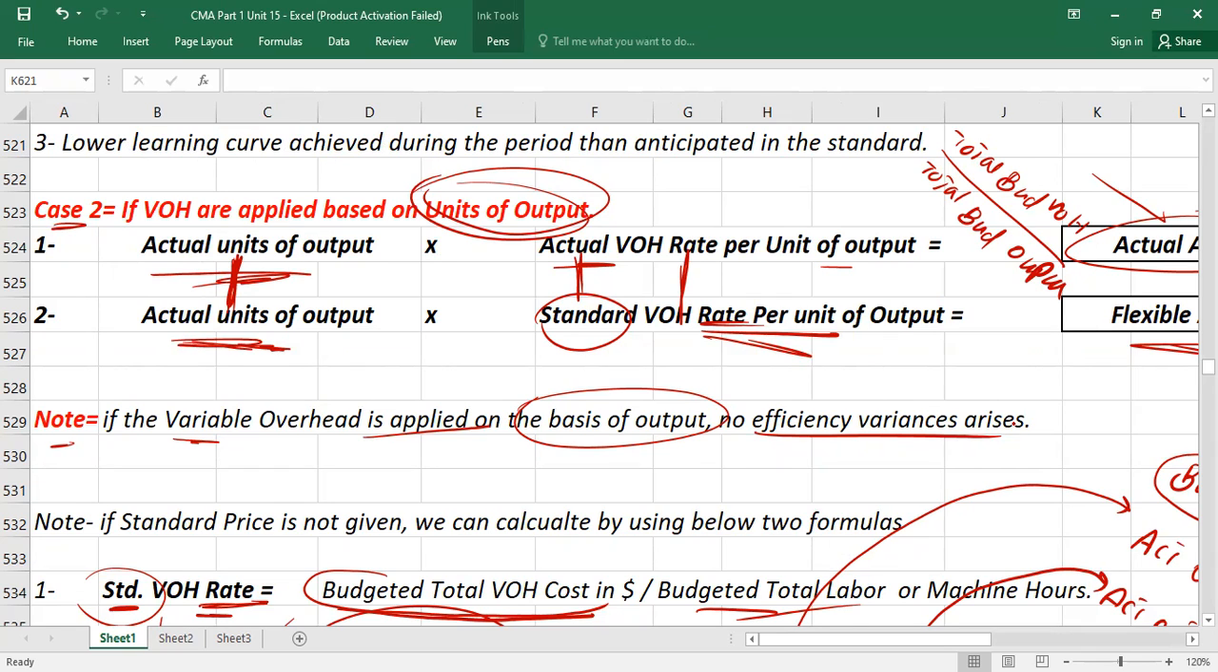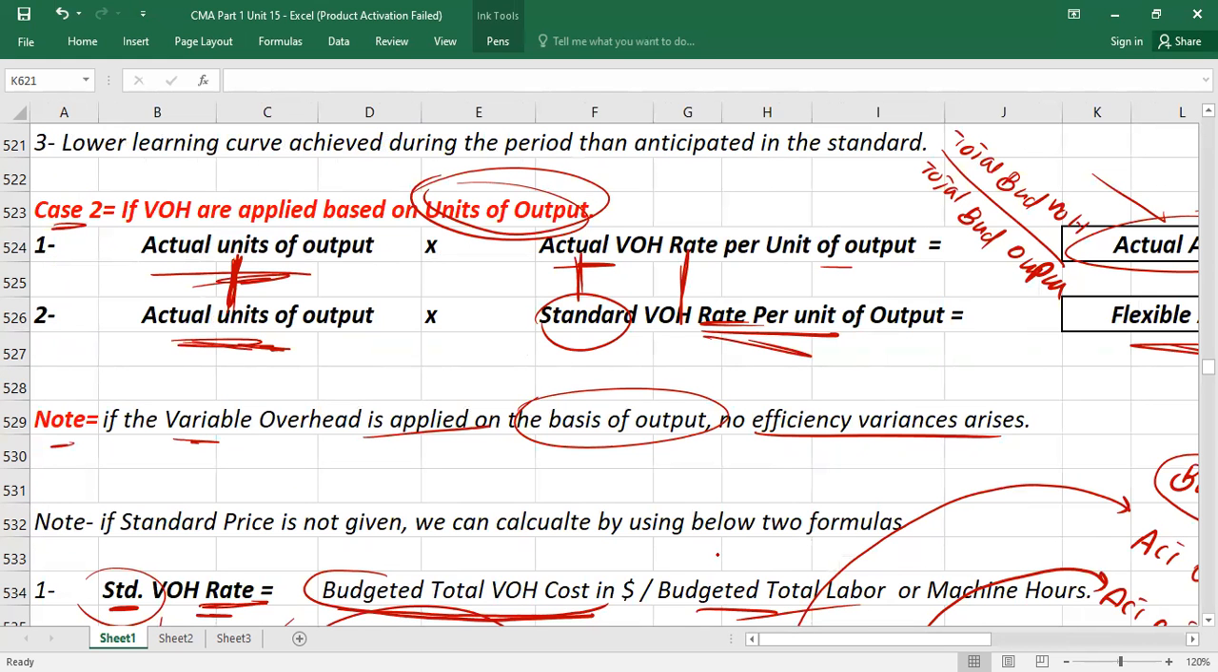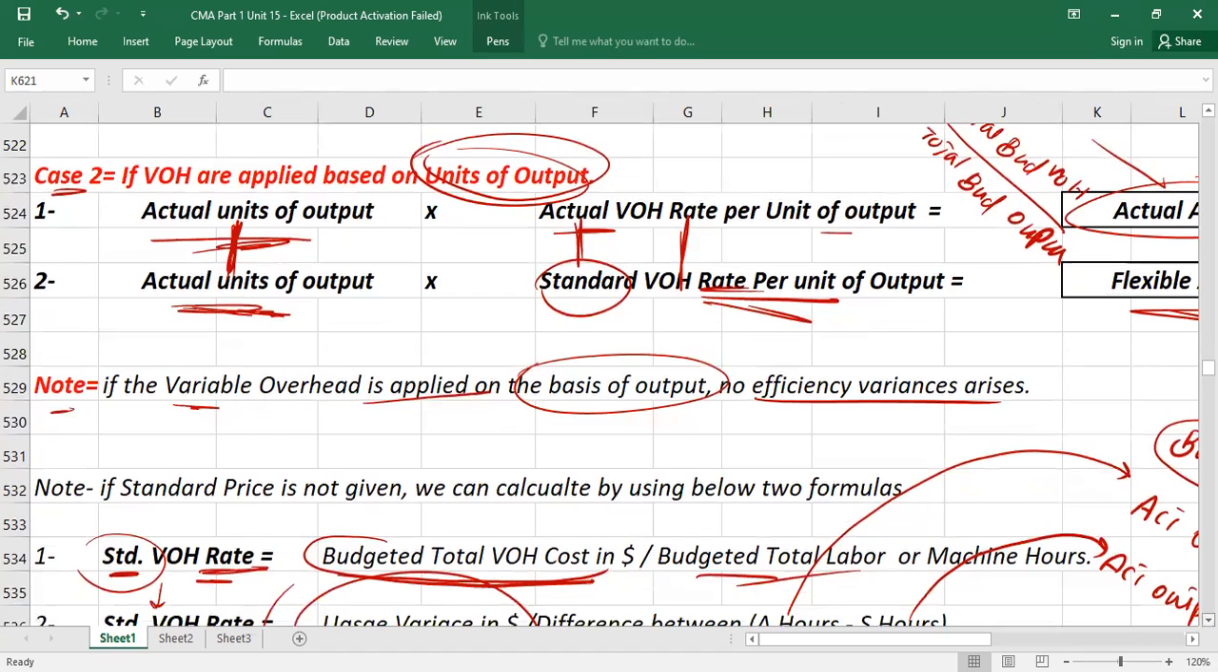Efficiency variance will arise only if overheads are applied based on hours, labor hours or machine hours. Understood? Okay, now here, let me do first a quick question. To solve the question, you need to memorize only formulas for the numeric questions. Then I'll add some theoretical information. That information will help you only to solve theoretical questions. Clear? So here we go.